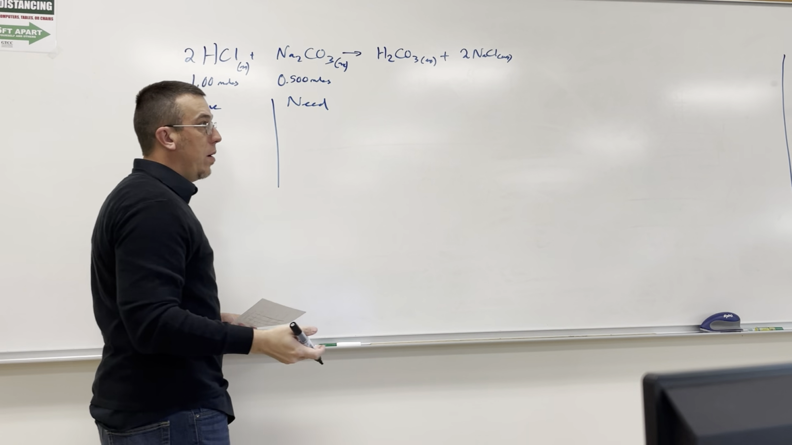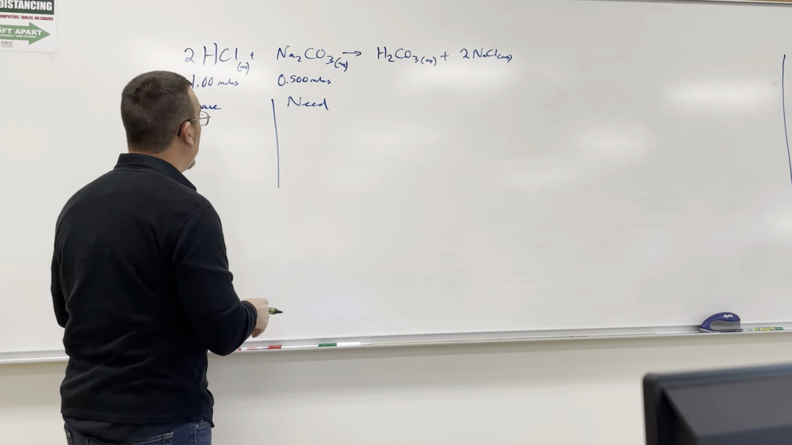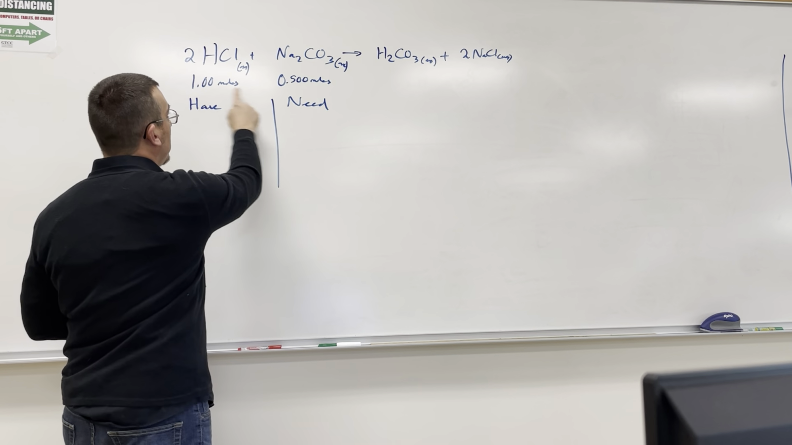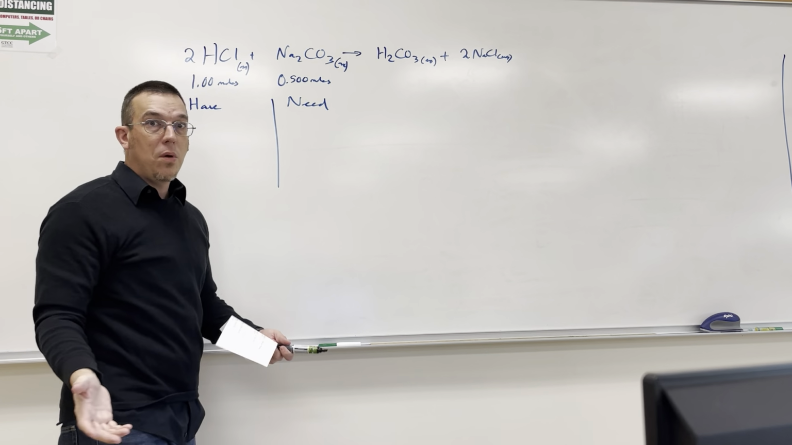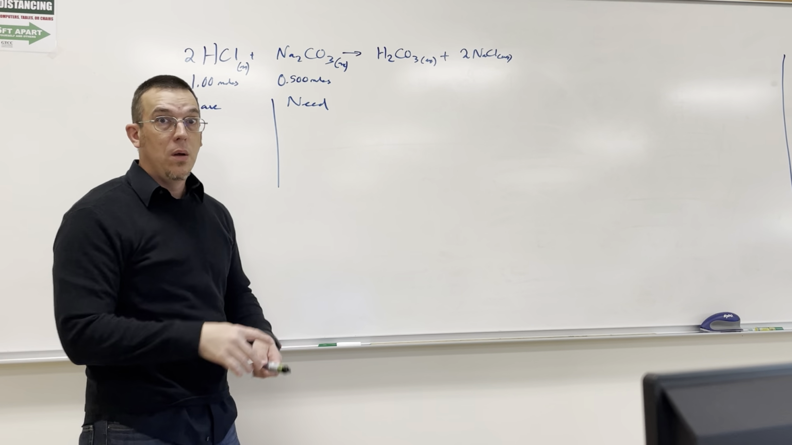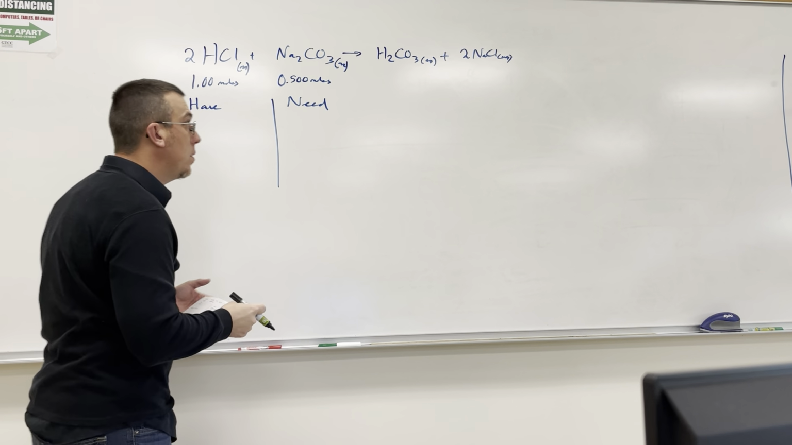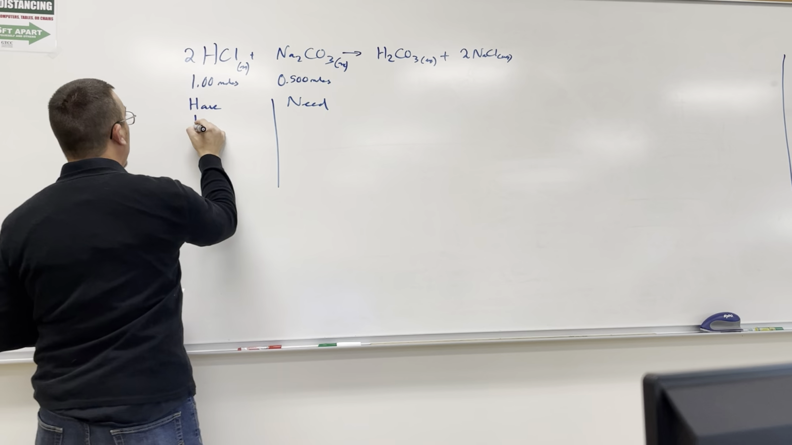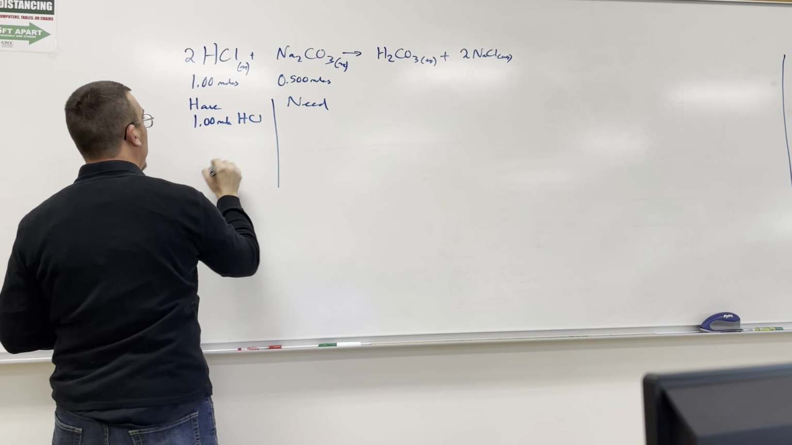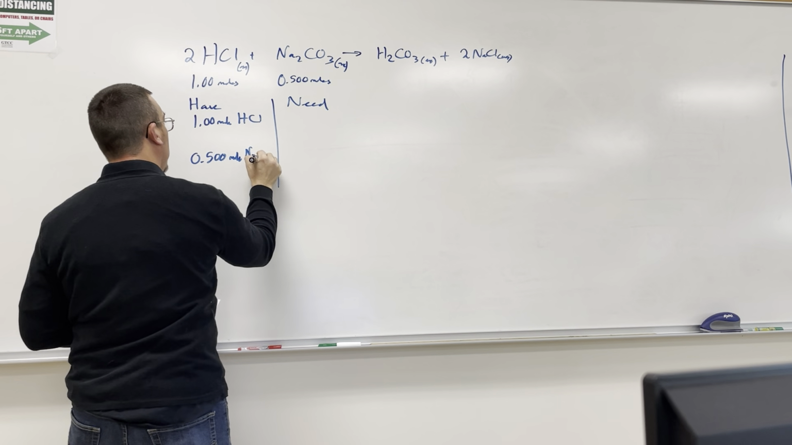Now, again, we have to understand why we're going to do this. How do we know to do this? Well, keep in mind that you're given two different mole amounts for HCl and sodium carbonate. We don't know which one's going to have excess at this moment in time. So we need to figure out, is there a limiting reactant in this reaction? We have 1 mole of HCl, and then we have 0.5 moles of sodium carbonate.